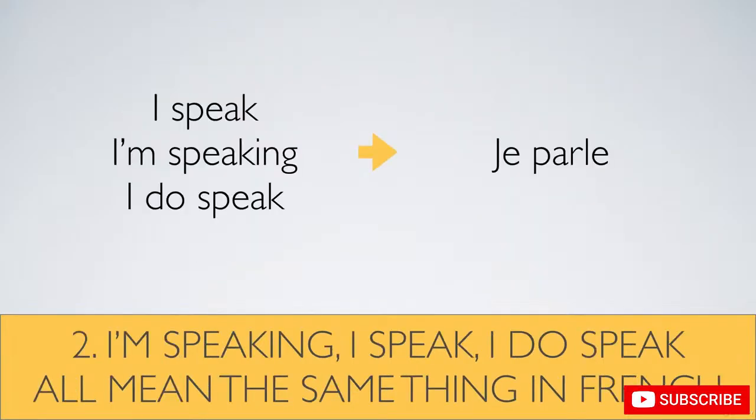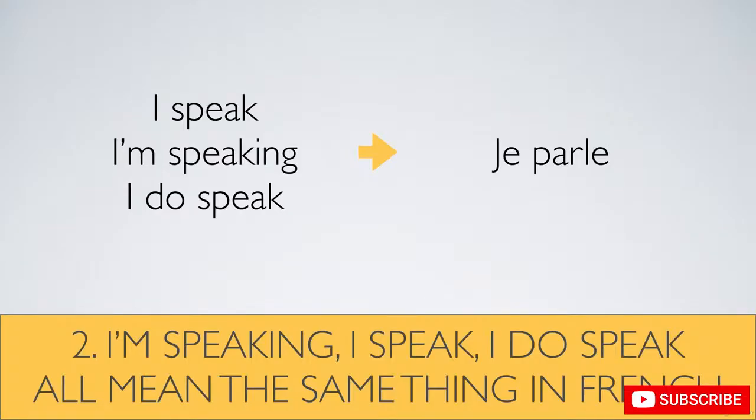The second thing is that French is a little bit more simplified when it comes to verb tenses. I know to English speakers who are learning French, it seems like French has a whole load of verb tenses. However, English actually has more because English has what we call progressive tenses. So here we have I speak, I'm speaking, and I do speak. Three distinct verb forms in English. However, when we translate all three of them into French, they're all translated as je parle. So it's a lot easier to learn just the one as opposed to the three.